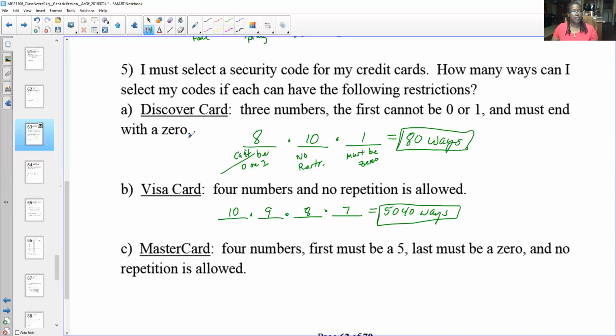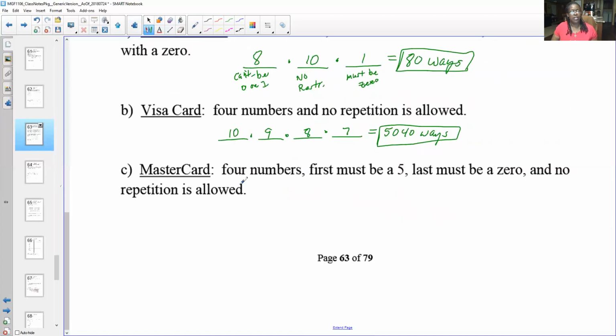All right, let's do our second one. Our C. C says MasterCard has 4 numbers, so we know we need 4 lines. 1, 2, 3, 4. Pause the video here, give it a try on your own, and we'll come back.